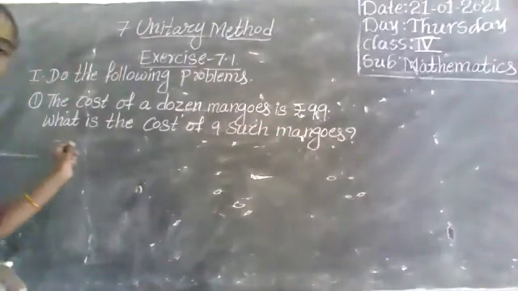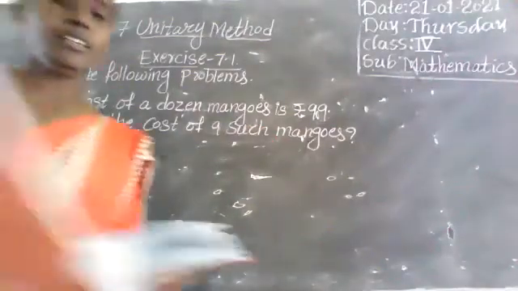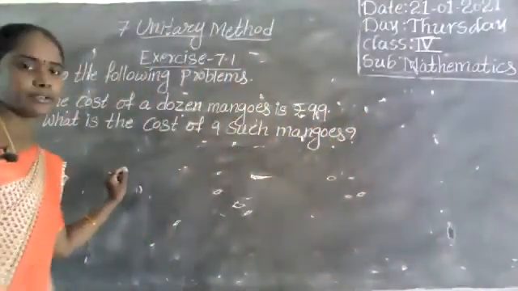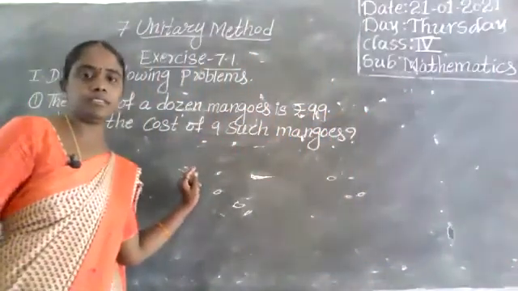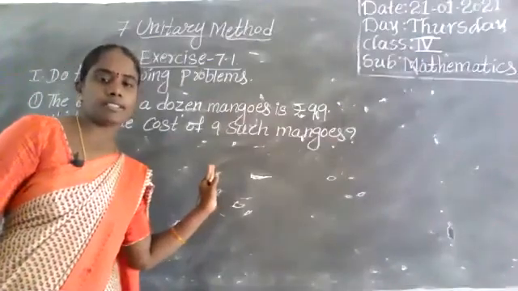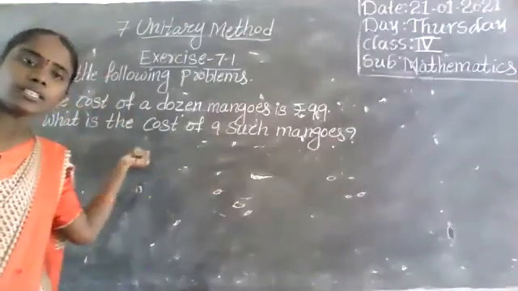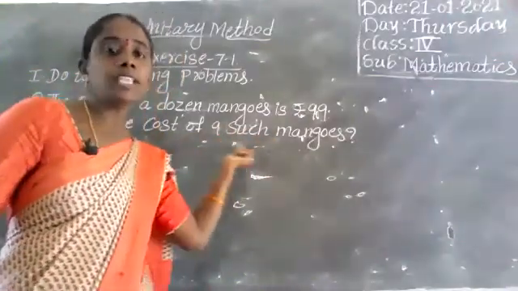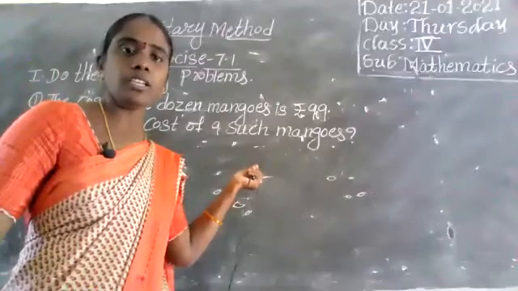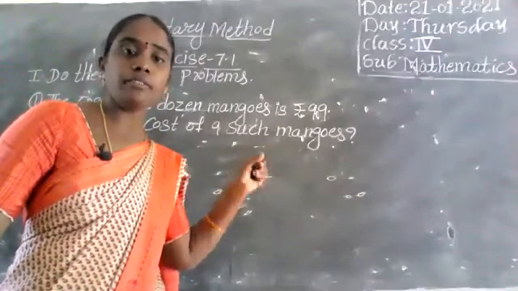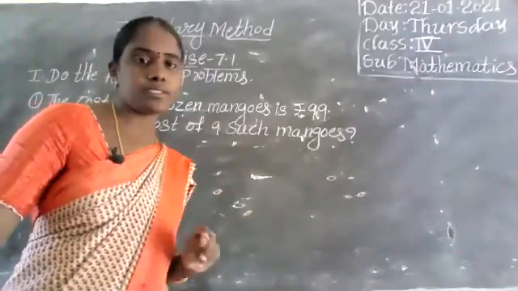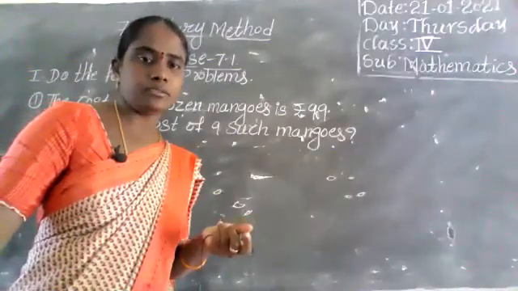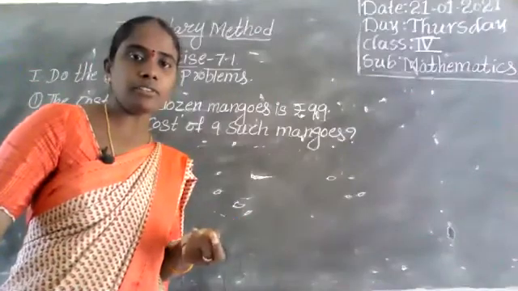In this problem, two steps are there. Observe, children, in this problem two steps are there. Here only the cost of 12 mangoes is given. Dozen means 12 articles. So the cost of 12 mangoes is given, and then the cost of 9 mangoes is asked. First, what do we do? First we have to find the cost of one mango. How can we do that?